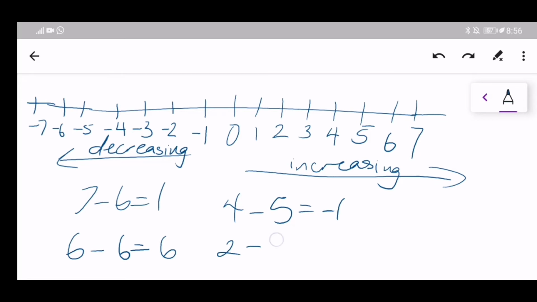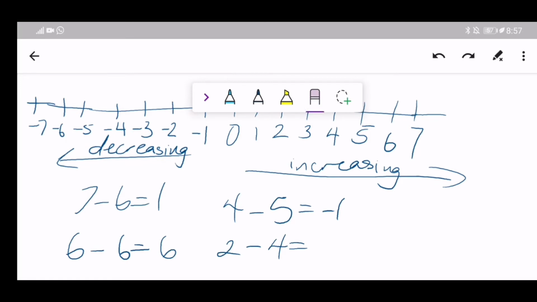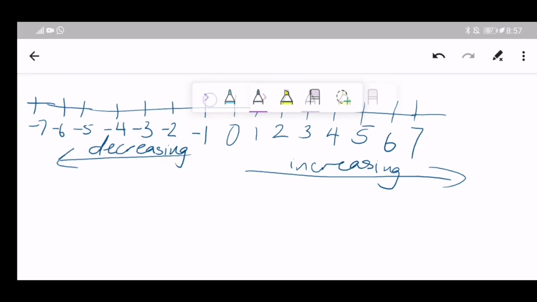2 minus 4. We're starting from 2, and because we're subtracting, we're going this way 4 times. Let's see what happens. 1, 2, 3, 4. So your answer will then be negative 2. So what I want you to do now is use a number line and figure out what these answers will be.